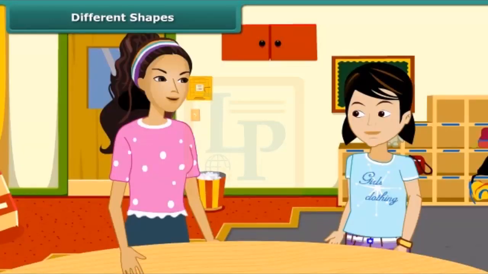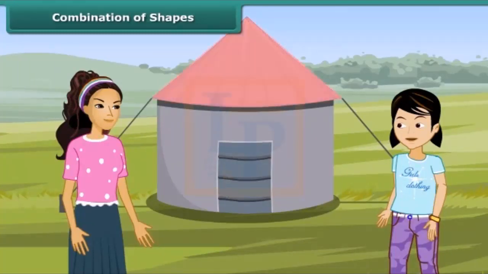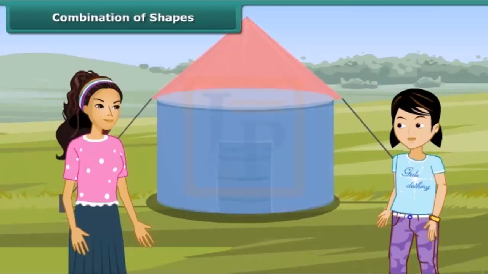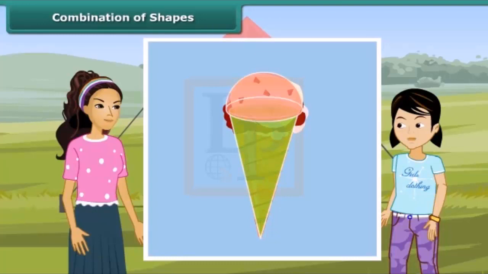Wow, Rita, you are learning so fast. Tell me more about these shapes. Come. Rita, look at this tent. This is made up of two shapes. Can you tell the name of the shapes? Yes, I can see the shapes. One is a cone and another is a cylinder. Correct. Similarly, we have an ice cream. We can see that it is a cone surmounted by a hemisphere.